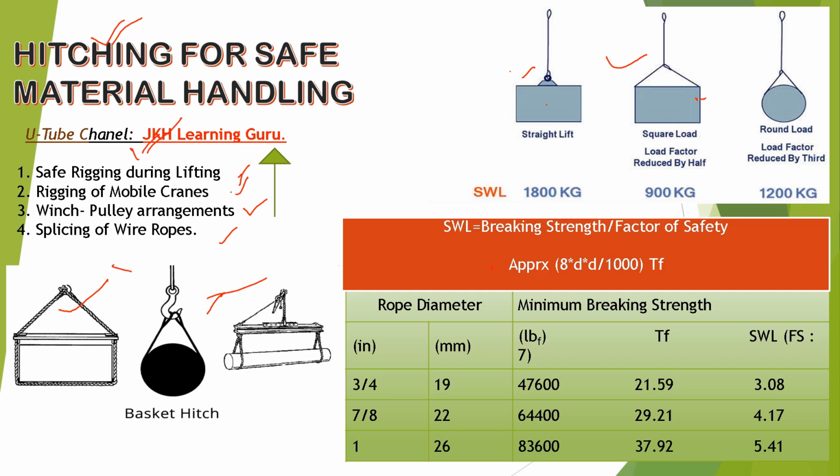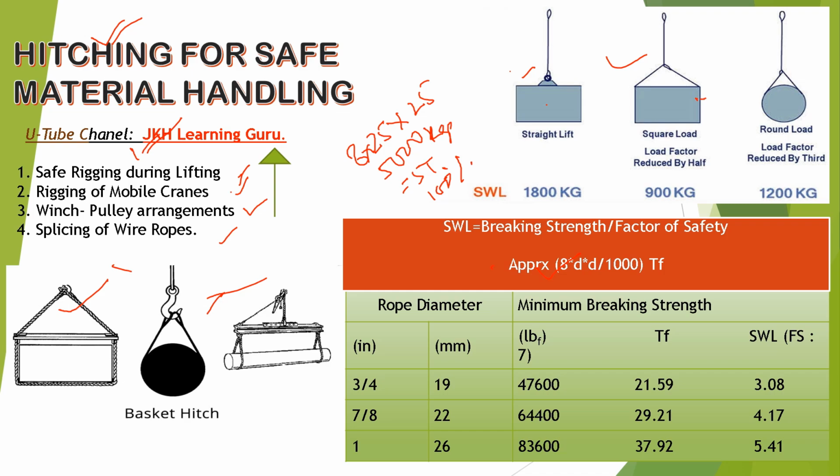We know that it is 8D squared, where D is the diameter of the sling. For example, a 25 mm wire rope sling gives you 8 into 25 squared, that is 5,000 kg or 5 ton capacity. That is the 100% load capacity of the sling. Now we'll discuss the hitches.